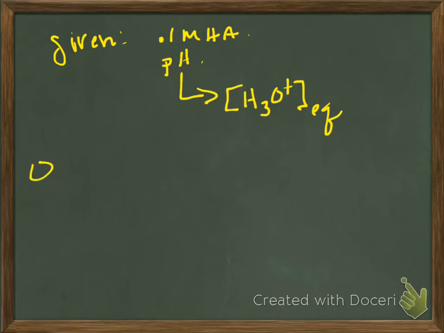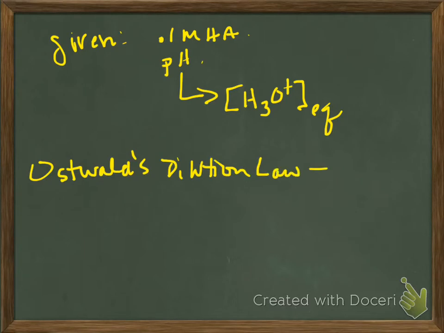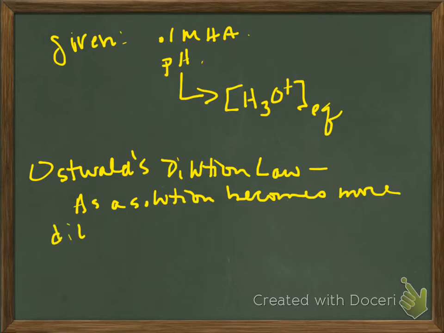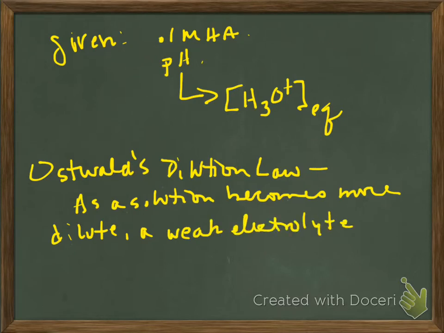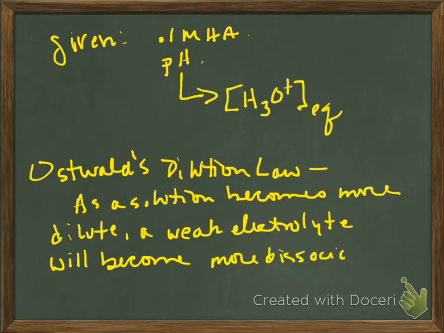All right. There is something called Ostwald's Dilution Law. And this simply states that as a solution becomes more dilute, a weak electrolyte will become more dissociated, or ionized.